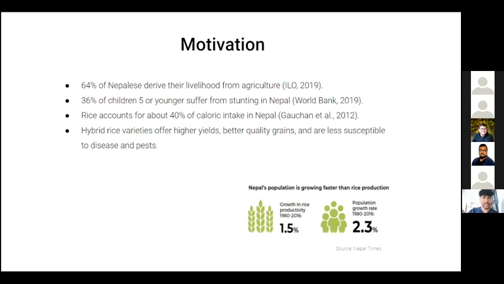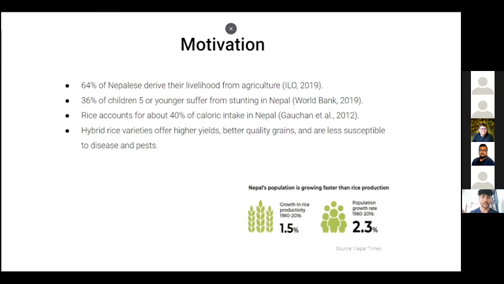Our motivation for this study is the fact that 64% of Nepalese derive their livelihood from agriculture, as well as 36% of children in Nepal aged 5 or younger suffer from stunting. Also, rice accounts for about 40% of the caloric intake in Nepal. Another motivation is that Nepal's population is growing faster than rice production.